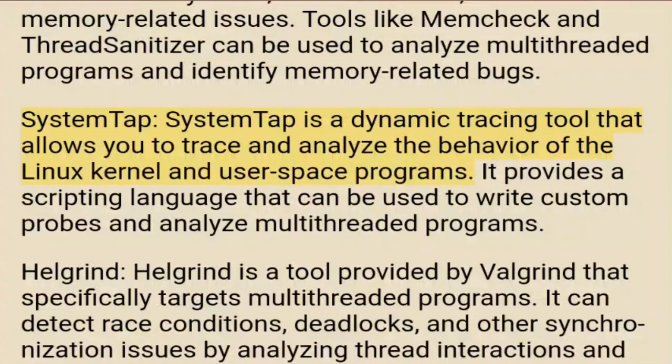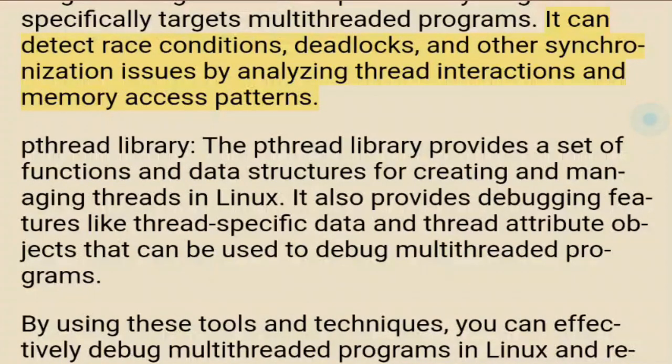SystemTap. SystemTap is a dynamic tracing tool that allows you to trace and analyze the behavior of the Linux kernel and user space programs. It provides a scripting language that can be used to write custom probes and analyze multi-threaded programs. Helgrind. Helgrind is a tool provided by Valgrind that specifically targets multi-threaded programs. It can detect race conditions, deadlocks, and other synchronization issues by analyzing thread interactions and memory access patterns.